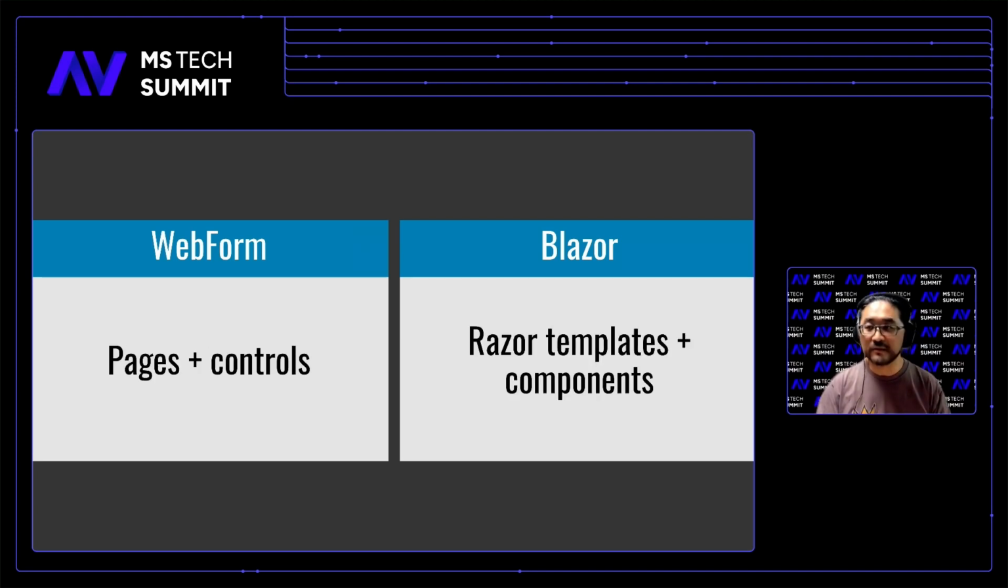For page rendering, Webform uses pages and controls, while Blazor uses Razor templates and components. So pages versus Razor templates, and controls versus components. You can think of this kind of comparison.